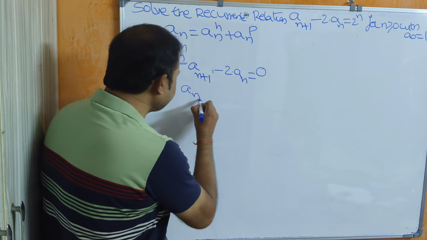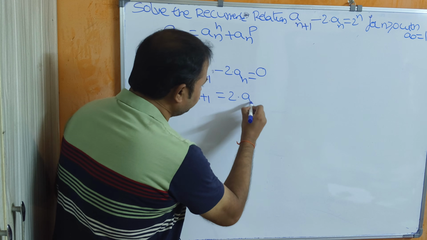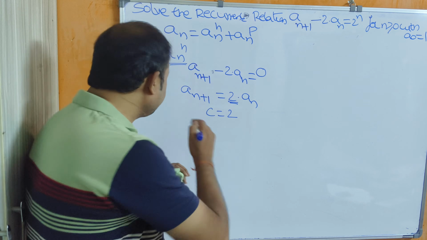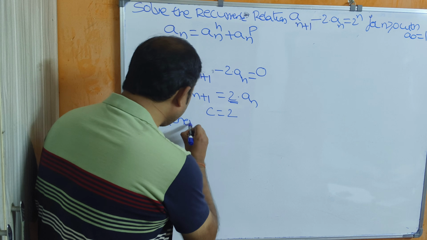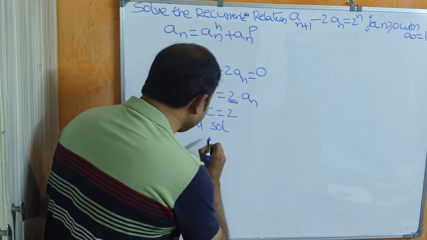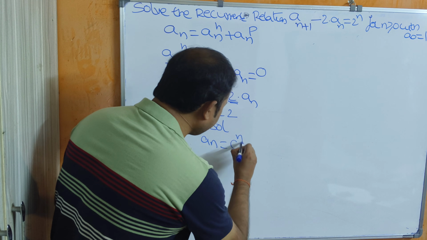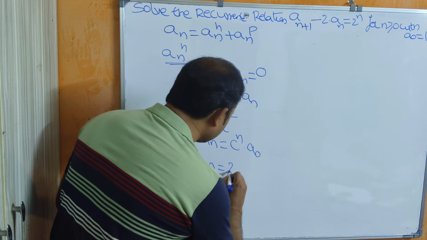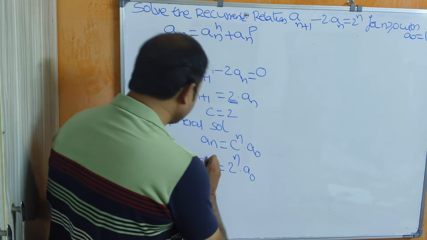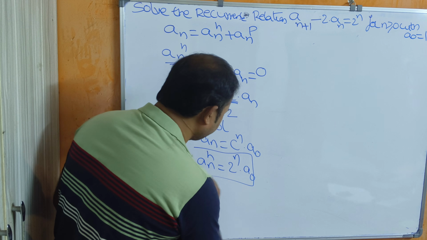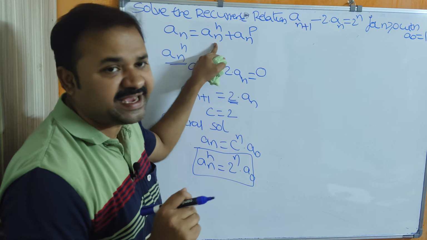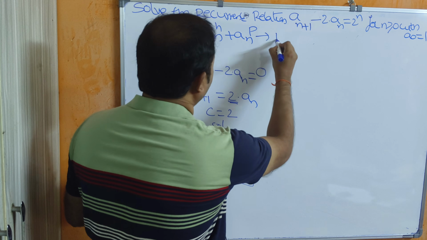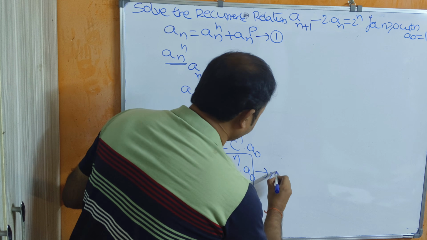So we can write this as a_(n+1) = 2a_n. Here, what is the constant part? The constant part is 2. We know the general solution for a first order homogeneous recurrence relation is a_n = c^n · a_0. This is the formula. So what is the c value? 2. So a_n = 2^n · a_0. This is nothing but the homogeneous part. So the first part is calculated, that is a_n^h. Let it be equation number 1. Let it be equation number 2.